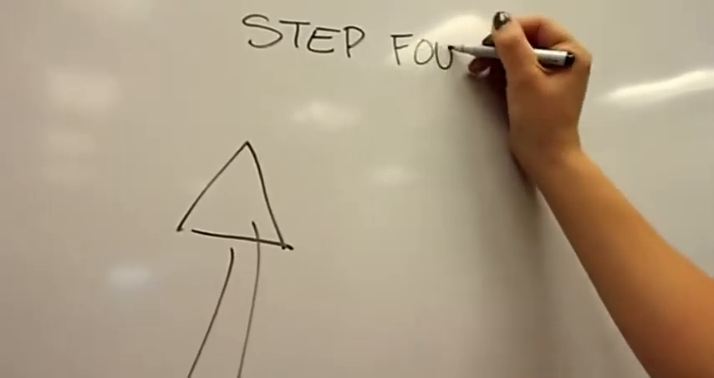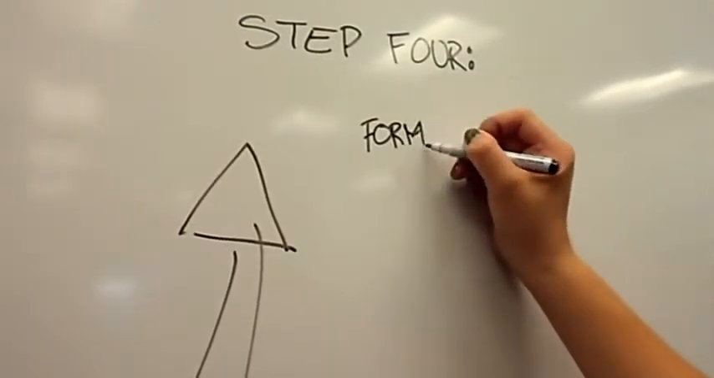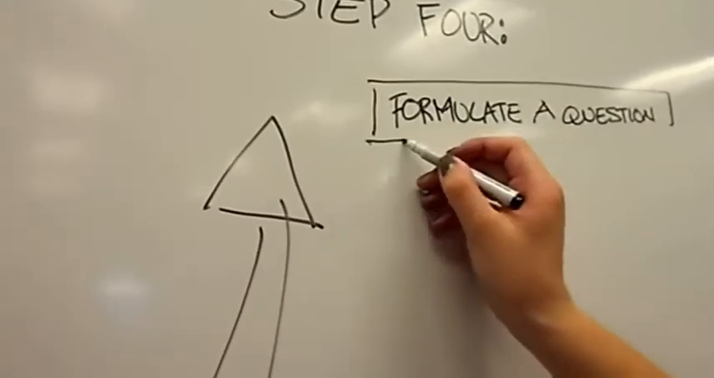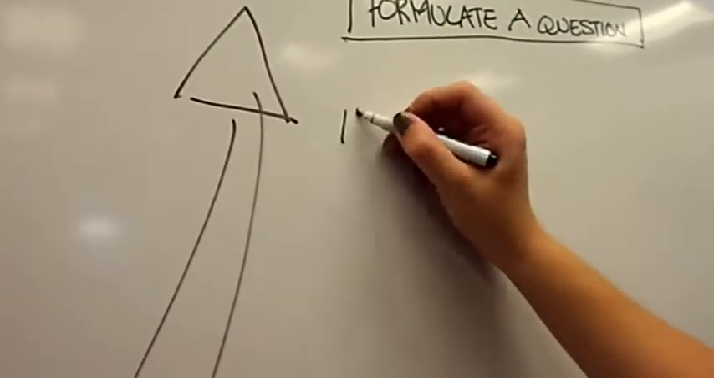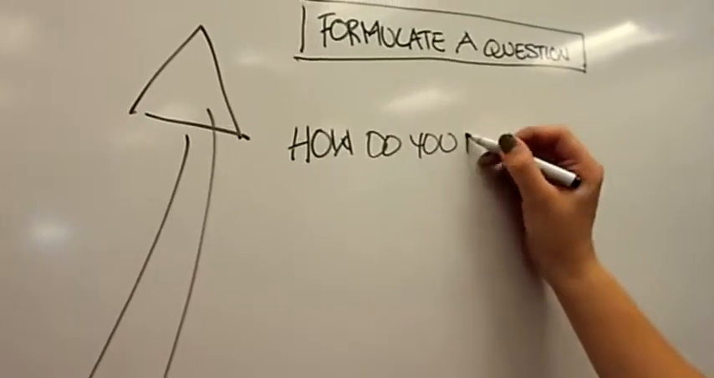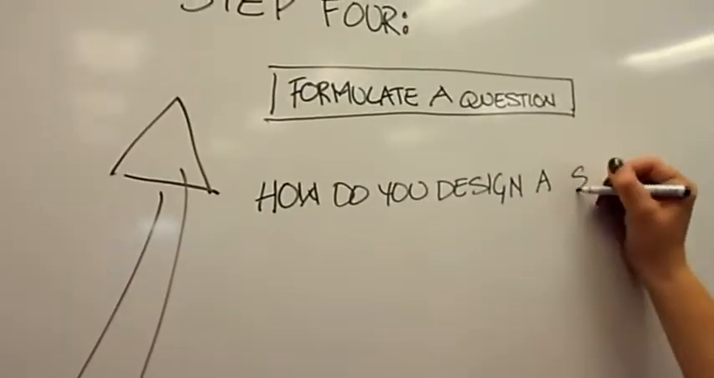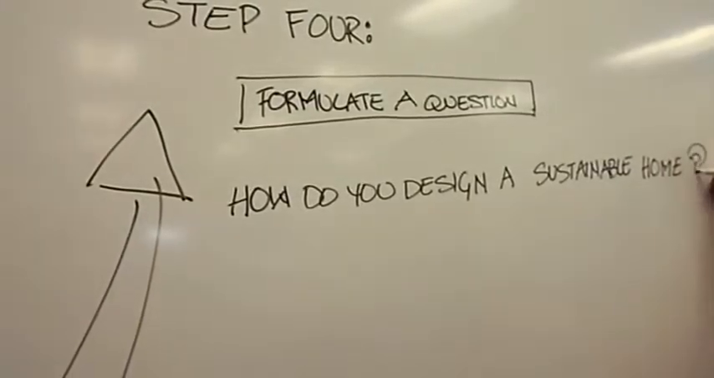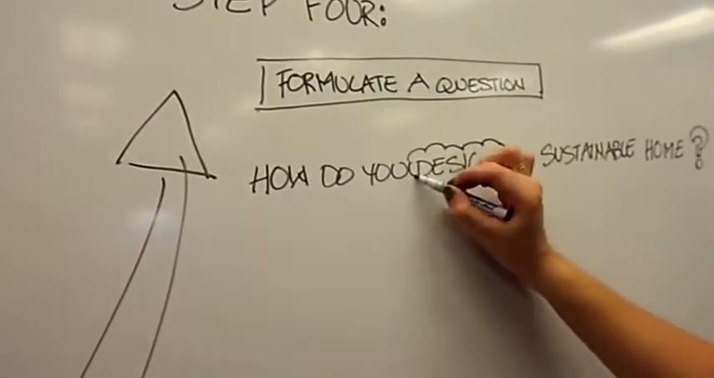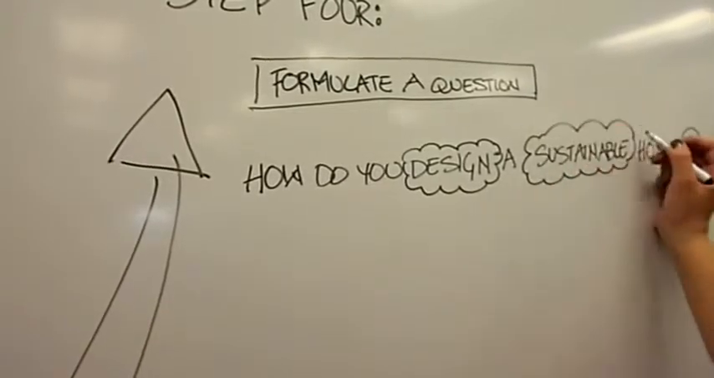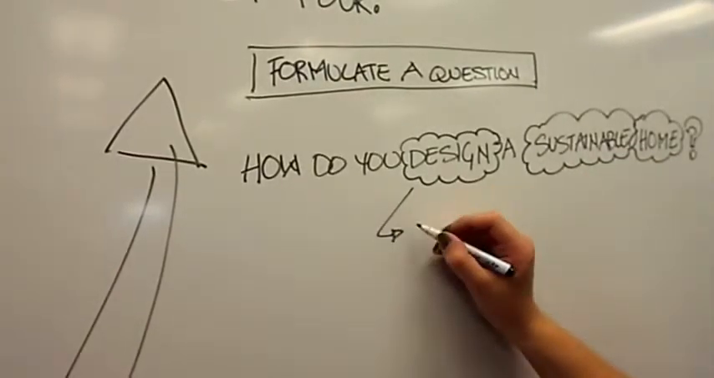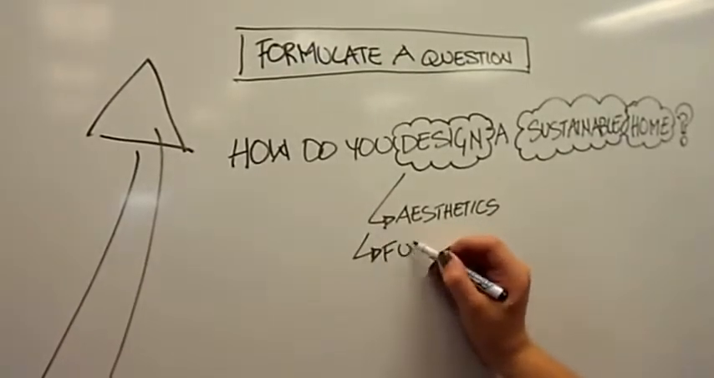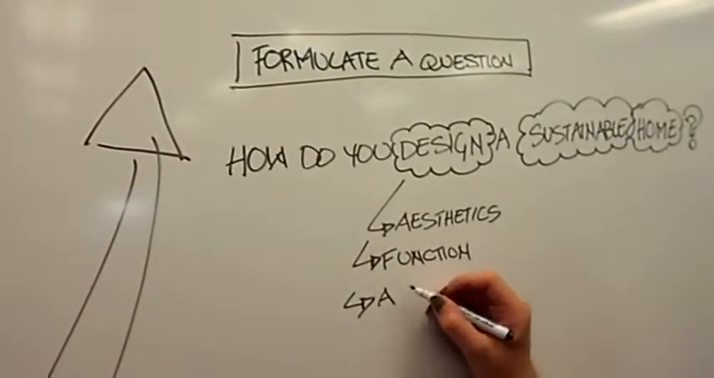Now that we have isolated factors and issues and have done some background reading, such as a literature review, we are now ready to restate the research problem as a researchable question. This is step 4, formulate a question. Here is an example of a question that we have developed. How do you design a sustainable home? This is a good question, however, it is relatively broad. We need to narrow this question down and make it more researchable.